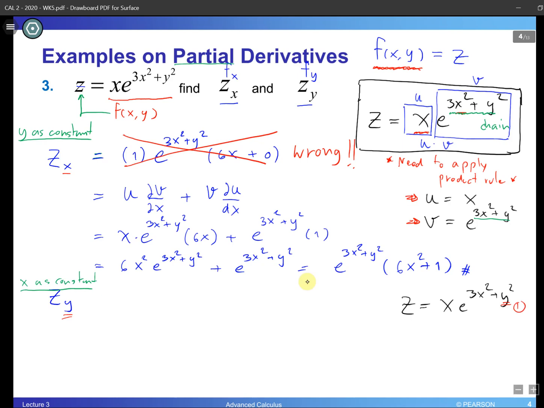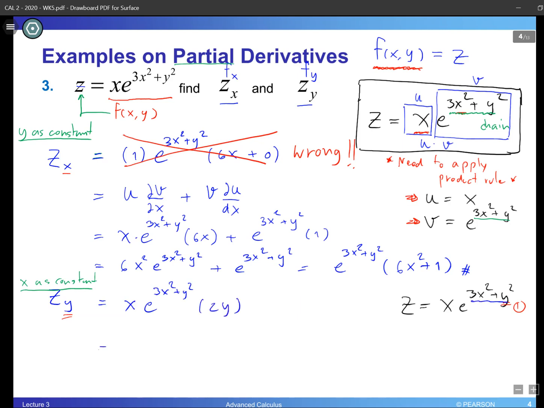So here, let's apply that. x is going to get treated as constant, so nothing changes here. And exponential stays the same, 3x squared plus y squared. But then we are supposed to apply the chain rule to these terms with respect to y. And in this case, I am going to get this 2y out of that.